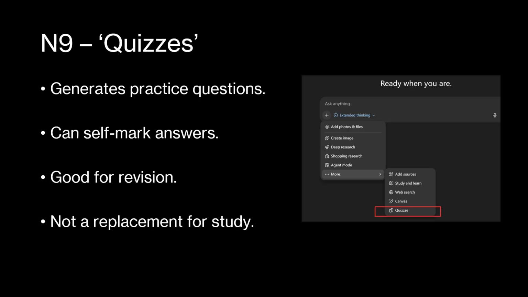And finally, there's quizzes. This can create practice questions for revision, can test your recall, check understanding, and even self-mark. So this makes it great for exam preparation. It tests what you know, what you don't know, and it can help you identify gaps in your knowledge. That being said, quizzes support study, they don't replace it. You shouldn't be relying only on quizzes on ChatGPT as your primary form of study. You should be using a variety of study techniques that are best for you.